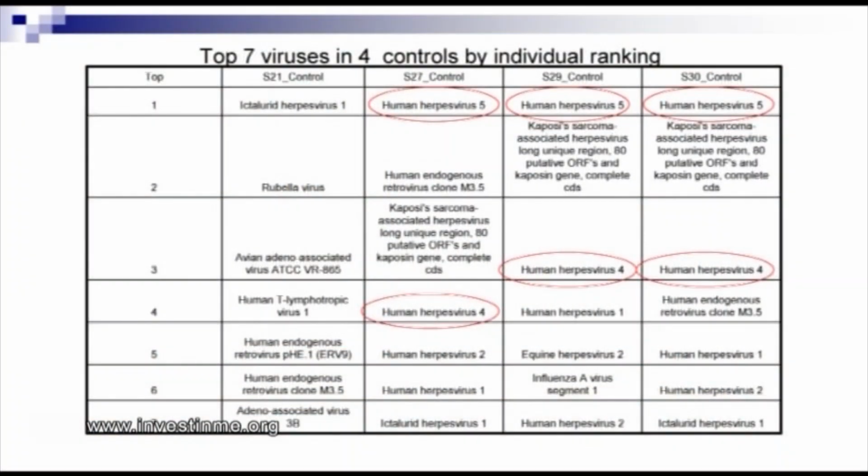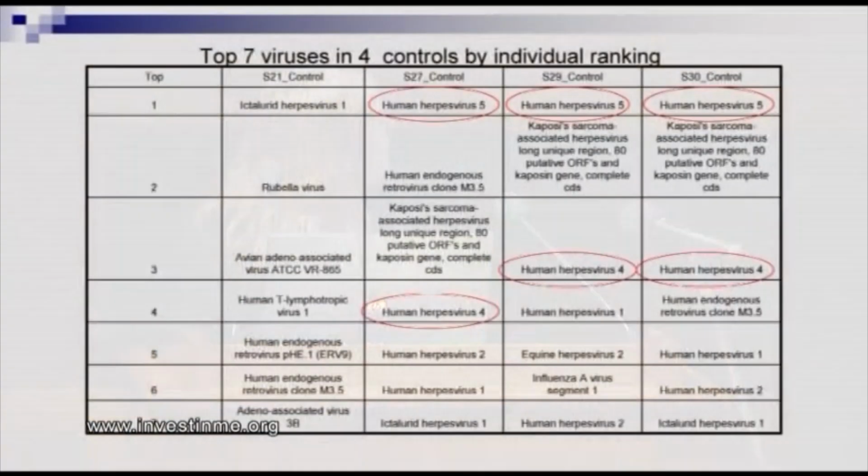So again, in this case, if you just do individual ranking, the top 7 viruses were herpes virus CMV, HHV4, EBV, and then some endogenous retroviruses and other herpes viruses predominate throughout this group of patients. So again, interestingly, if you're just ranking the viruses, the top 6 viruses in all 5 CFS patients, when you individually rank, was a human endogenous retroviral DNA. So the human endogenous retrovirus was what was the key if you just look at individual ranking.